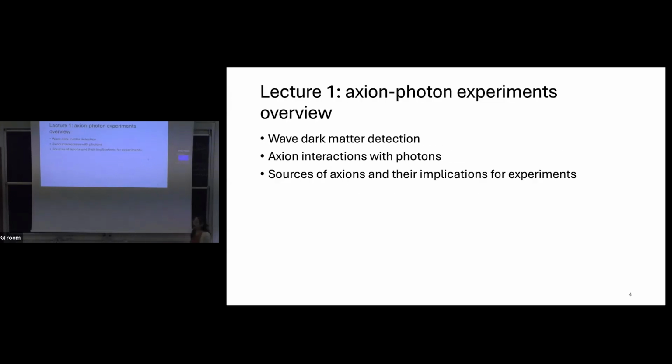So what am I actually going to talk about today? I'm going to give an overview today. This is going to be about wave dark matter detection generally. And then I'm going to focus in on axion interactions with photons, because I think Sergi is going to tell you a little bit about axion interactions with other particles later this week. And then I'm going to be telling you about a lot of experiments that are actually not dark matter experiments. I'm going to give sort of the overview about different ways we can look for axions from different sources. Okay.